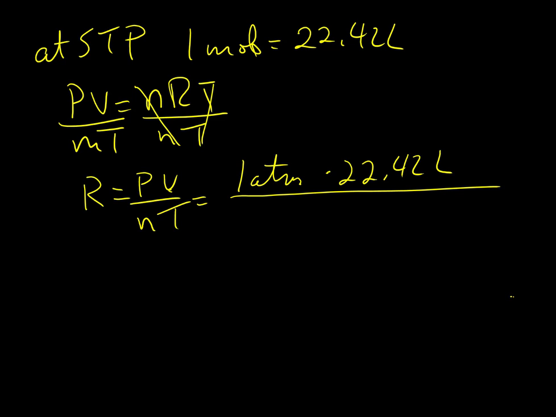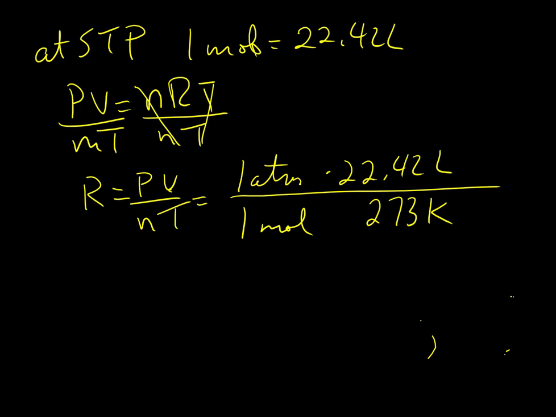What's the number of moles? Well, that's 1 mole. And that temperature was 273 K, because that's STP: 1 atmosphere, 0 degrees Celsius. 1 mole is 22.42 liters. I know all those numbers are true. So now I just have to divide them.